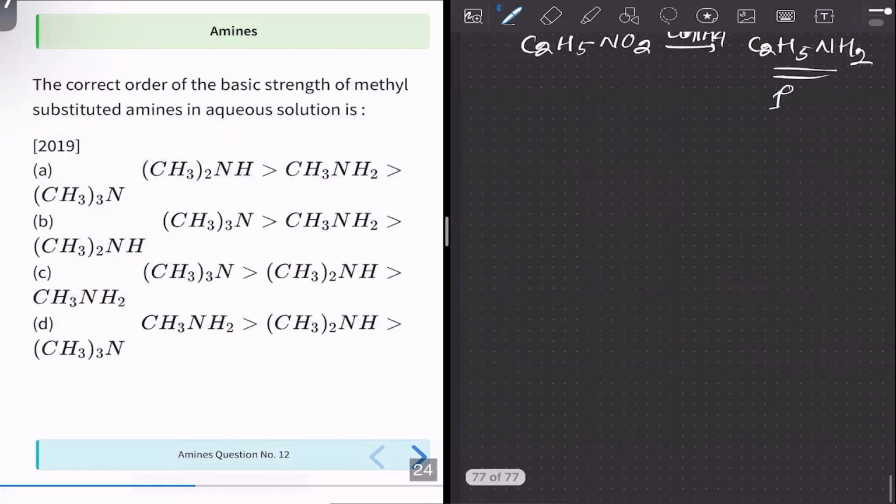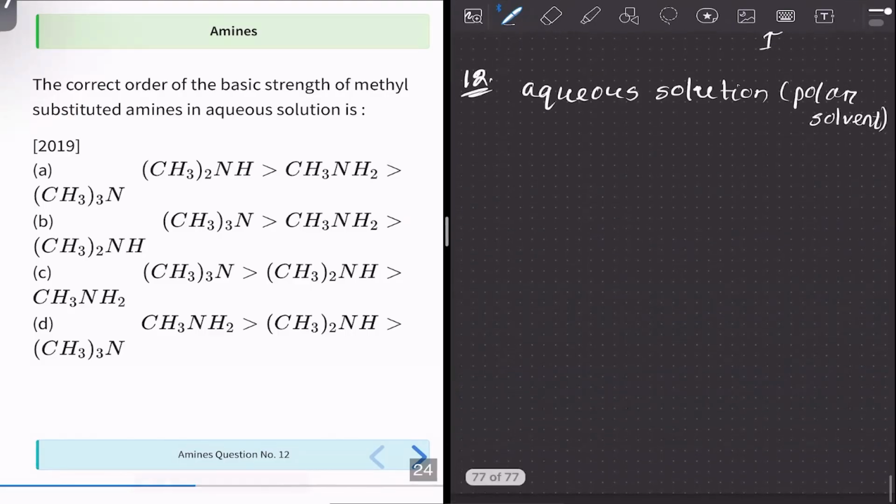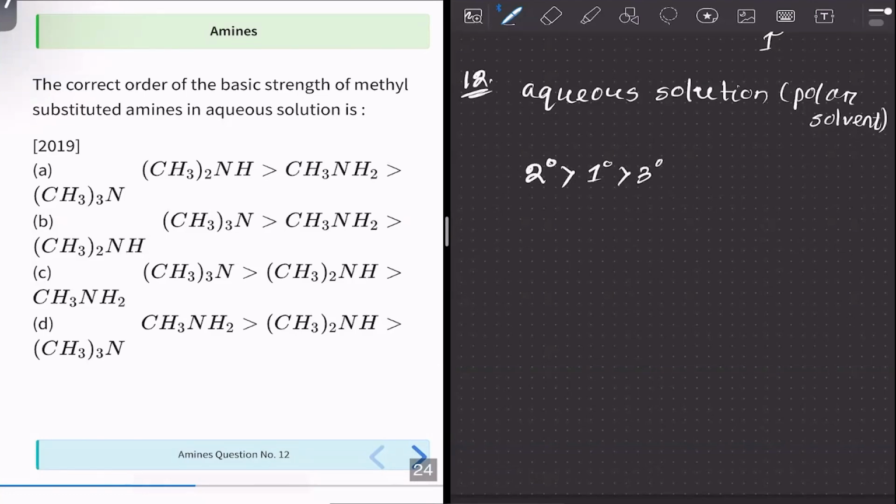The correct order of basic strength of methyl substituted amines in aqueous solution is. Okay. So methyl substituted amines, that is methylamines, in aqueous solution, that is a polar solvent. In polar solvent, what is the correct order? That is secondary, then primary, then tertiary. This is the order of methylamines' basic nature in aqueous solution. Okay, but in gaseous state that will be tertiary, secondary, then primary.